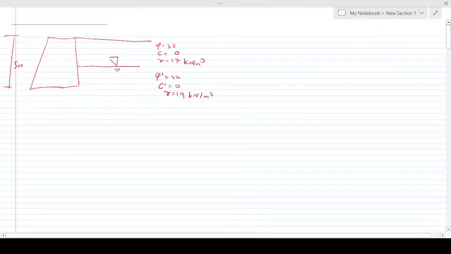So in here we have a water table. In the first example we saw there was no water table. So know that this is also an at rest condition. So now we have to find K naught, we have to find our force, and we have to find our point of action.